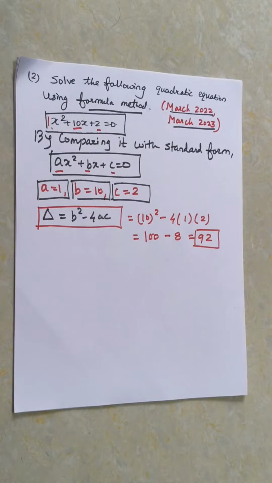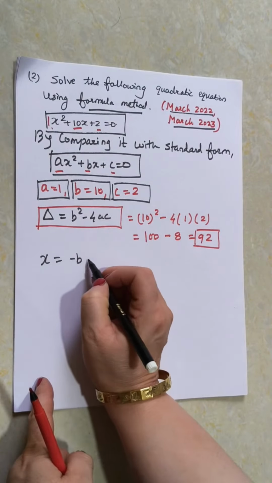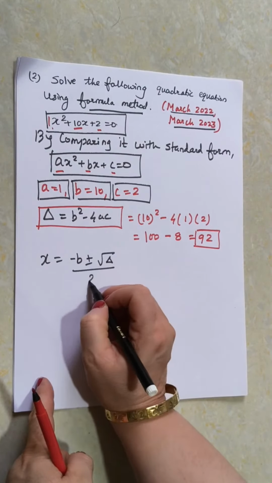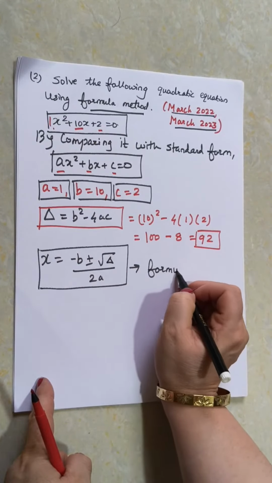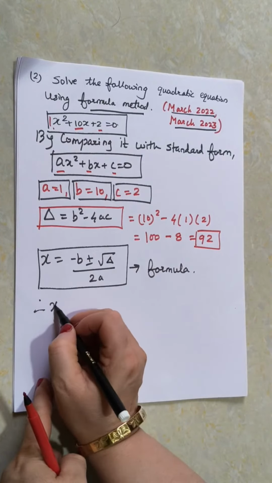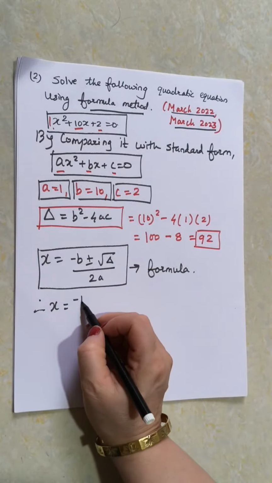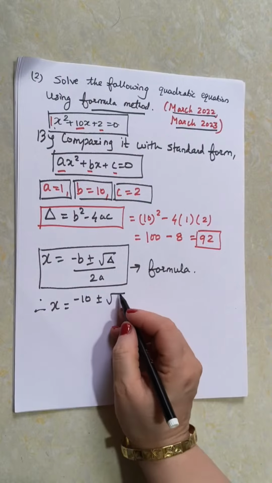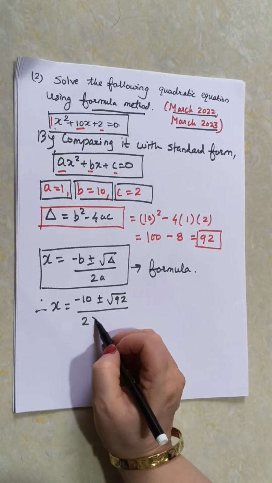Now let us find out x by using the formula. So what is the formula that you remember? X is equal to minus b plus or minus under root delta upon 2a. So this is the formula that we are going to use. So x is equal to minus b. Minus b means minus 10 plus or minus under root. What is delta? Delta is 92 upon 2a, and a is 1.